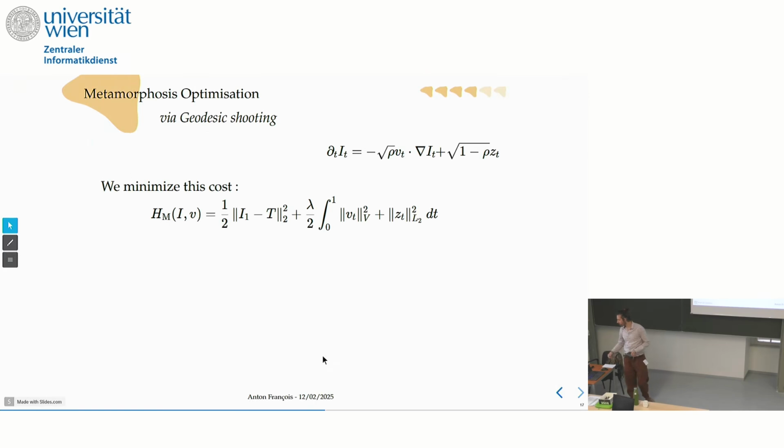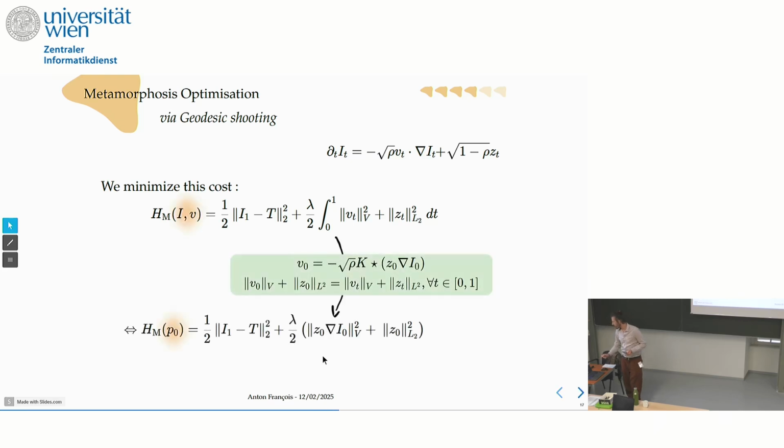So okay, just some details. I will go fast because I only have 2 minutes left. The point of the slide is to say that I can make my cost a bit easier, losing the integral and optimizing only on the initial momentum, which is P0 here. And this is because of the Noether theorem: if I follow a geodesic, the norms should be constant over time.